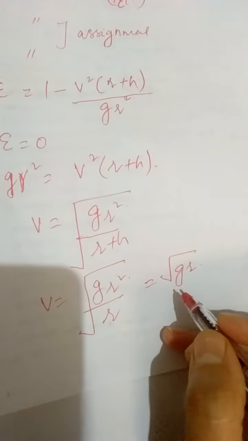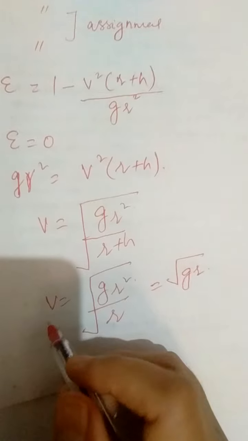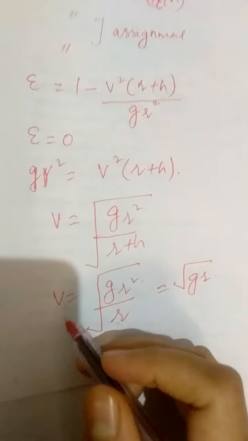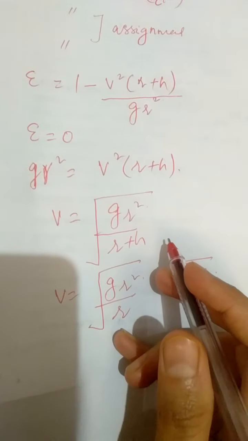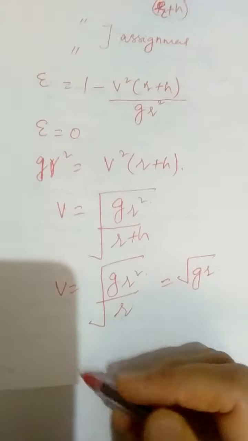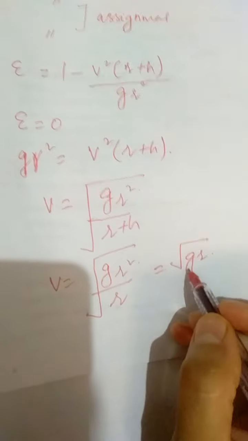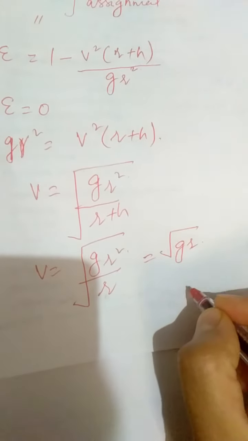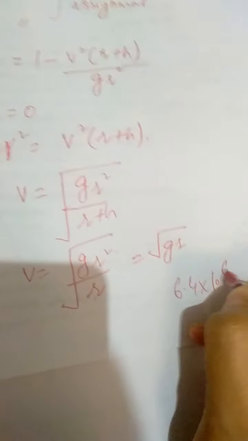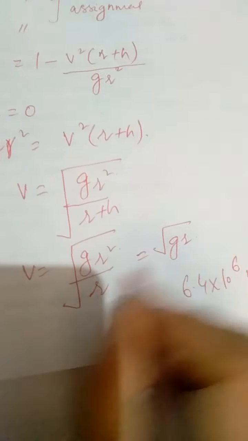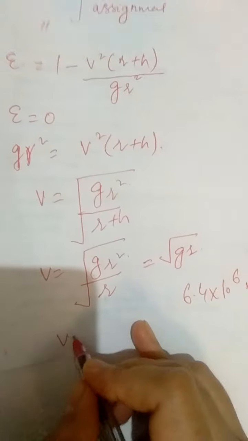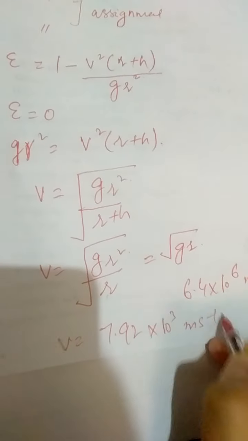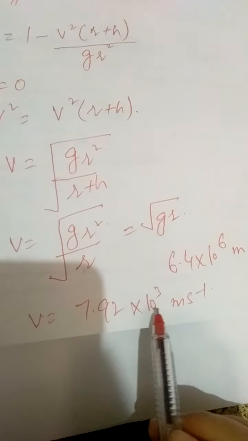Remember, this root g r is the minimum velocity with which a satellite should be projected so that it revolves around the Earth, or the velocity with which an object is projected in outer space so that it becomes a satellite of Earth in a circular orbit, right? We know that the value of g is 9.8 meter per second square, and the value of radius of Earth is 6.4 into 10 to the power 6 meter. Once you substitute these two values, you get the velocity as 7.92 into 10 to the power 3 meter per second, or 7.92 kilometer per second.